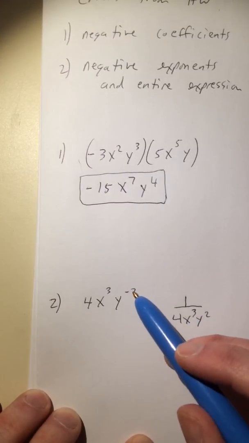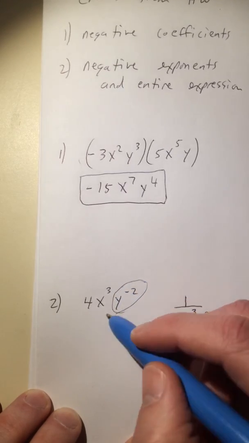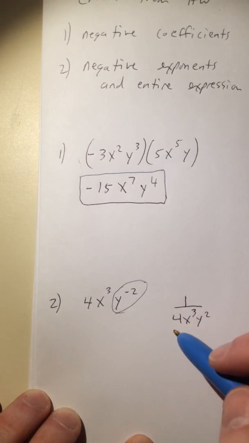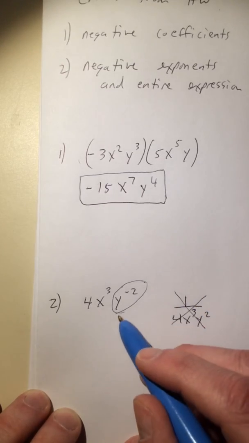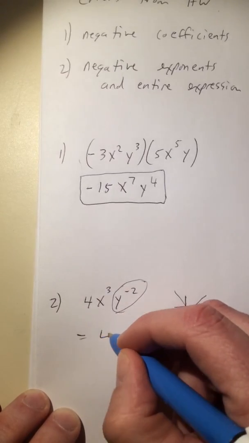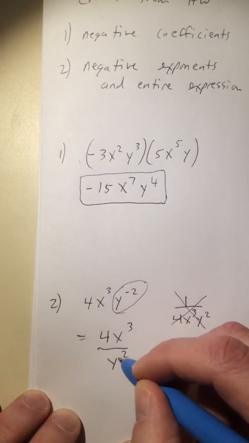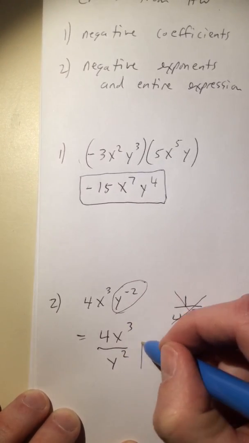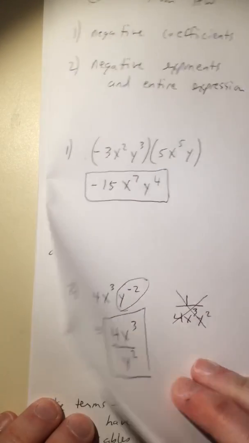Only the thing with a negative exponent moves, and in this case only the y has a negative exponent. The 4 and the x cubed are not negative exponents. So this is not correct. What should happen is only the y should move to the denominator. So this is going to be equivalent to 4x cubed over y squared. So only the y squared goes into the denominator. Okay, so that clears up the two errors that I saw.